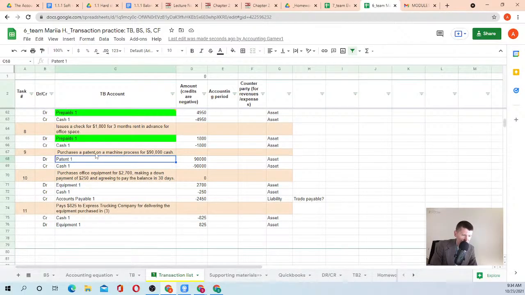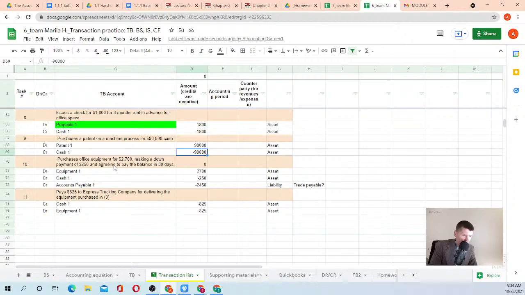Okay, let's move on. Purchased a patent. Debit patent, asset; credit cash. Everything is great here. And office equipment with a down payment. Debit equipment $2,700, credit cash $2,500, credit accounts payable $2,450. That's right, everything balances to zero. We bought assets with a cash down payment, and we owe accounts payable for the difference.